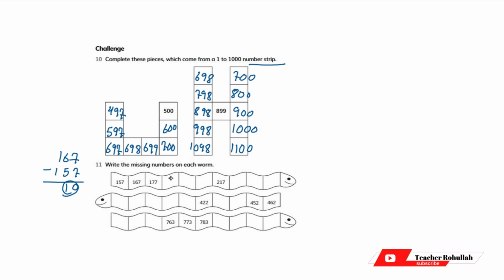So what number will be there? If we add 10 to 177, we will have 187. Then 197. Then 207. Then 217, 227, 237, and 247. It means each time we added 10 to the previous number to get the next number. And again added 10 to the previous number to get the next number. Each time we added 10 to move to the next part of the worm.